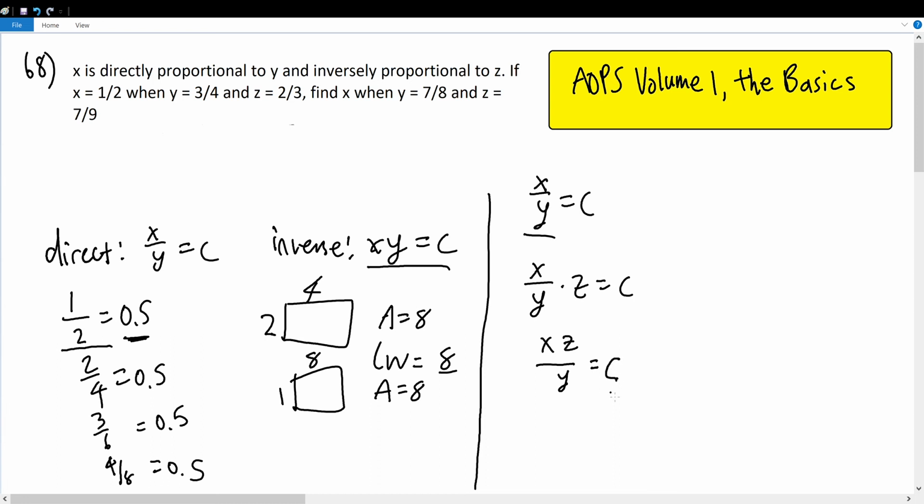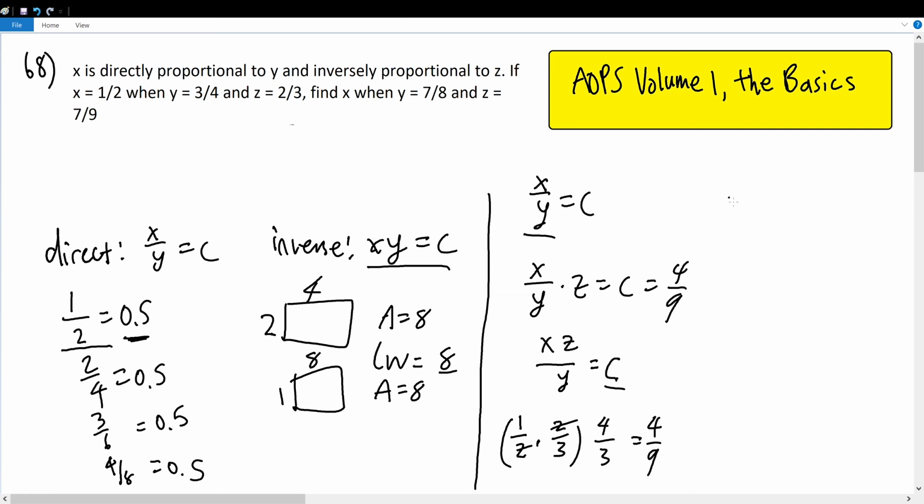We can find c because we're given a scenario when x is equal to 1/2, y is equal to 3/4, and z is equal to 2/3. So 1/2 times z, 2/3, divided by y, which gives times 4/3. And this is the same thing as, if we cancel the 2 out, 4/9. So the constant is 4/9.